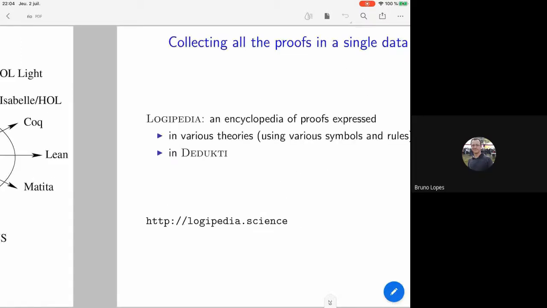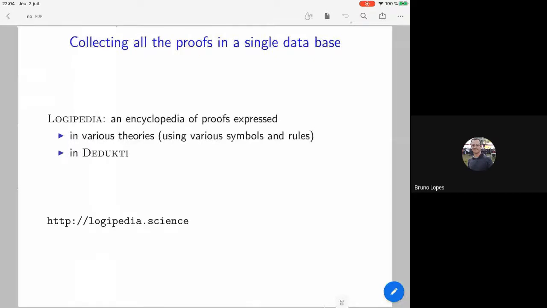Okay, so I told you at the beginning I would speak about Wikipedia for formal proofs, and so far I haven't. So we are reaching the end of the talk, so maybe it's a good time to speak about it. You see that we have all these proofs, such as starting with the arithmetic library of Matita that can be formulated in many different systems.